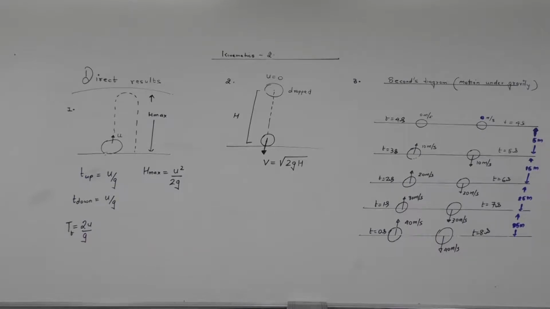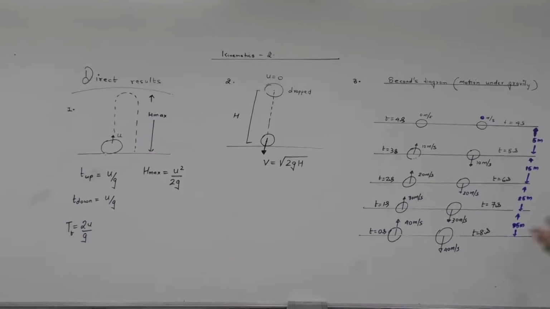What is the distance covered from 4 to 8 seconds? 4 to 8 seconds. 35 plus 25 plus 15 plus 5. 80 meters. You add and see, na? So 35 plus 25 plus 15 plus 5 is 80 meters.